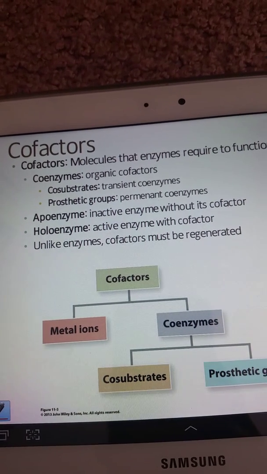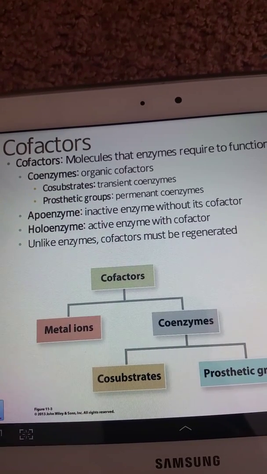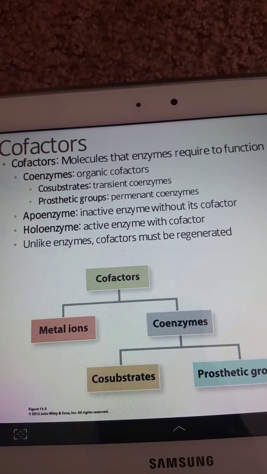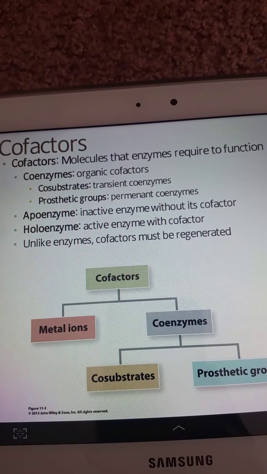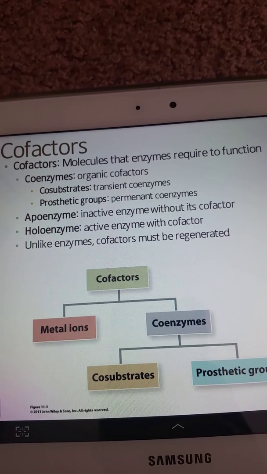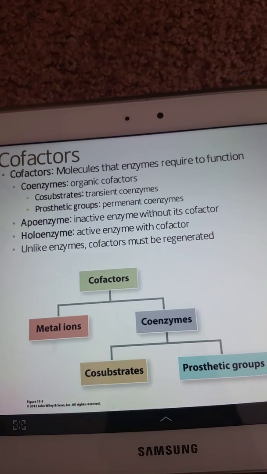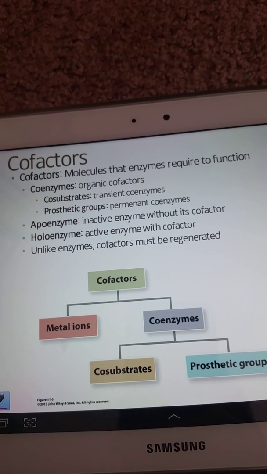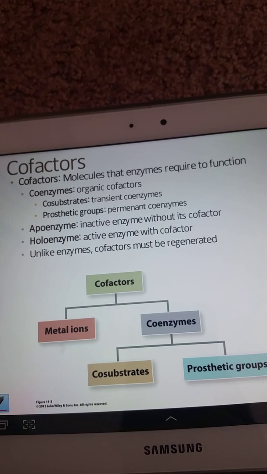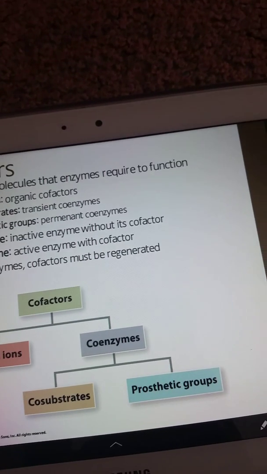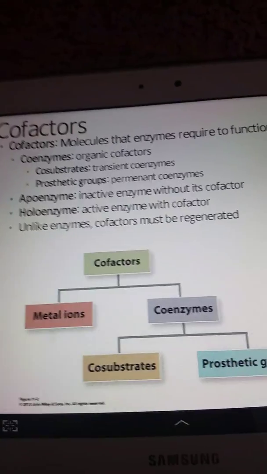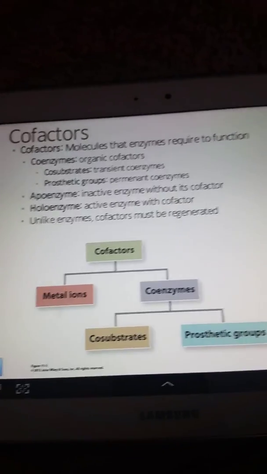The term apoenzyme describes the enzyme without its cofactor, which is therefore inactive. And the holoenzyme is the active enzyme with its cofactor. Okay, so again, remember I said unlike enzymes, cofactors must be regenerated, especially the transient cofactors such as co-substrates, because they get used up during the reaction. Prosthetic groups may not often get used up unless the metal cation that could be a part of the prosthetic group has to be replenished.